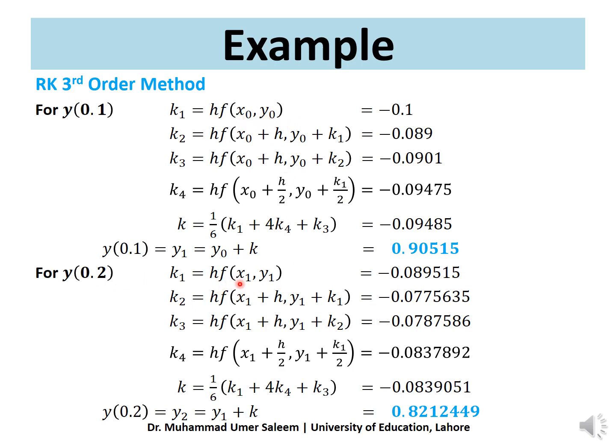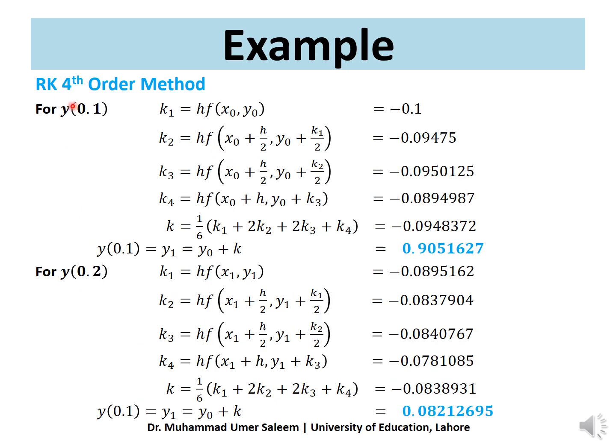सो सिमिलरली y.2 निकालना है तो जहाँ जहाँ नोड था वहाँ वहाँ x1 y1 हो गया. सो रिप्लेस्ड ऑल दीज नोड्स विद द 1. सो सिमिलरली K1 की वैल्यू हमारे पास आ गई, K2 की वैल्यू आ गई, K3 की वैल्यू आई, K4 की आई. इन चारों वैल्यूज़ को यूज़ करते हुए we get the value of K, and by adding this K to the y1 we get the value of y2. So this is the value of y at point 2, which is y2 is equal to 0.8212449. So now next we'll be using RK fourth order method.